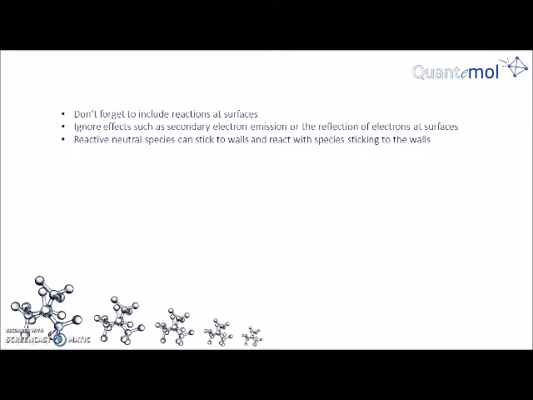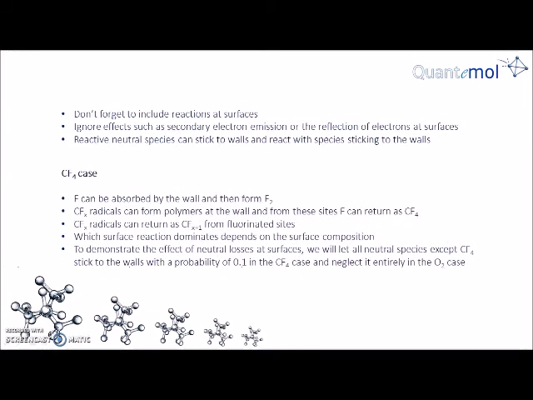Reactive neutral species can stick to walls and react with species sticking to walls. For our CF4 case, F, for example, can be absorbed by the wall and then form F2, which returns to the gas phase. On the other hand, the CFx radicals can form polymers at the wall. From these sites, F can return as CF4.